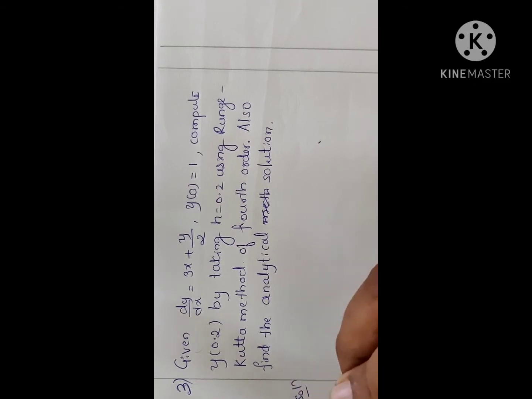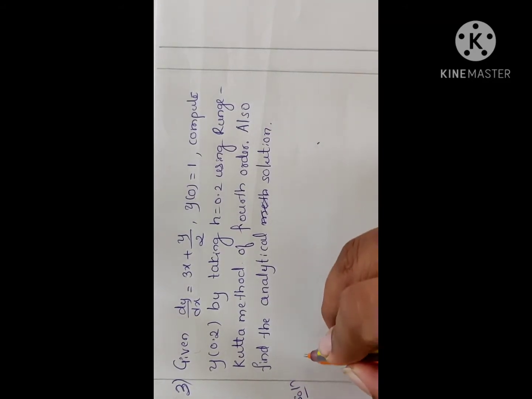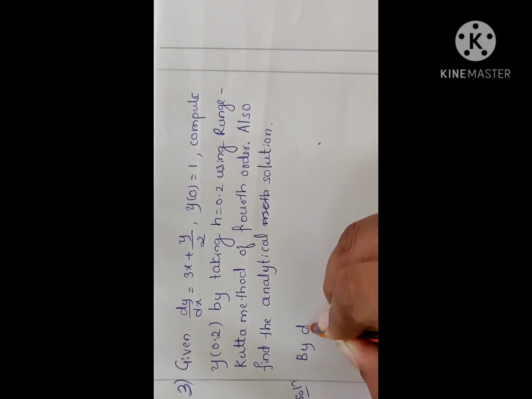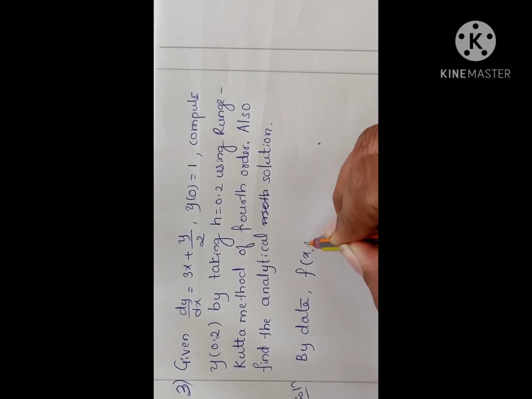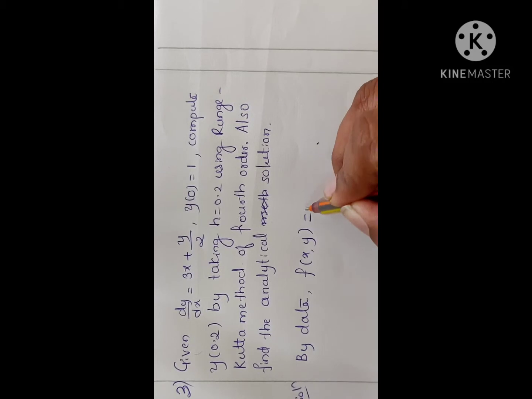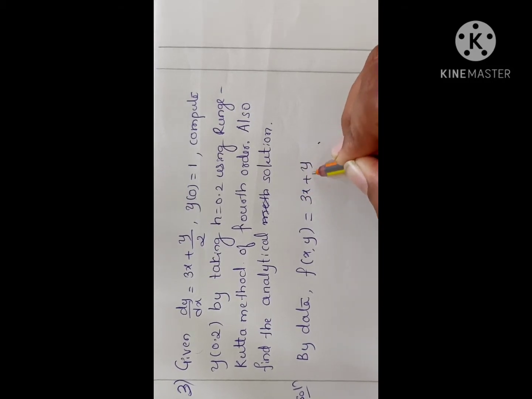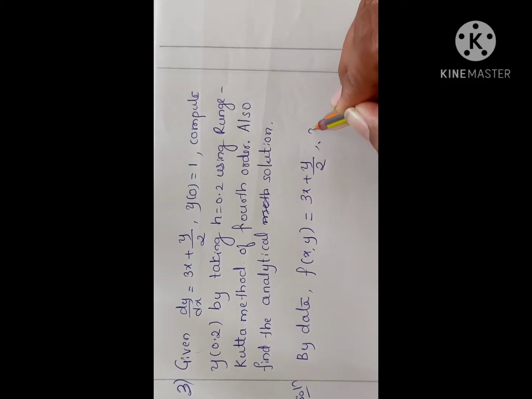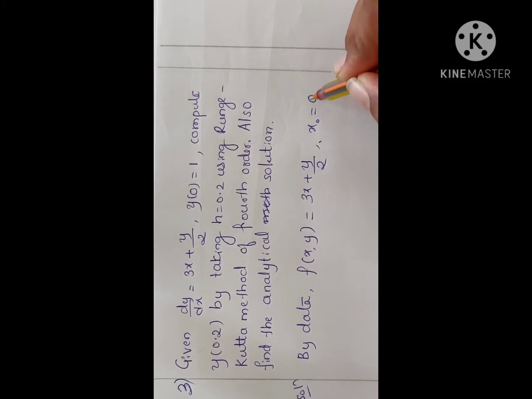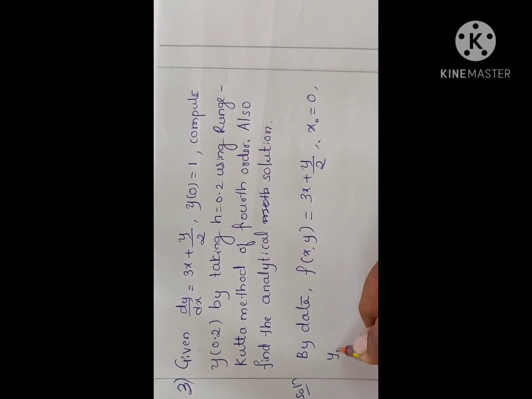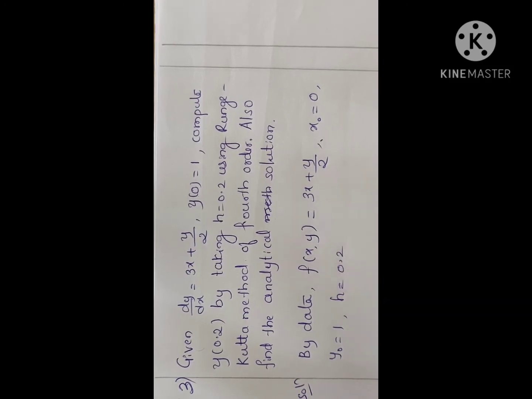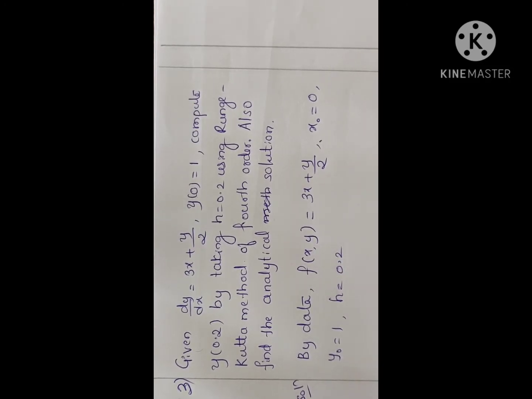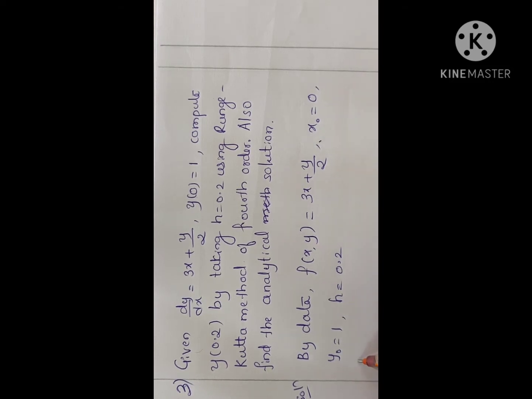Just first write on the data given. By the data, what is the given differential equation? That is f of x, y is (3x + y)/2. Initial conditions, x naught is 0, y naught is 1. And step length is mentioned here. It is 0.2.